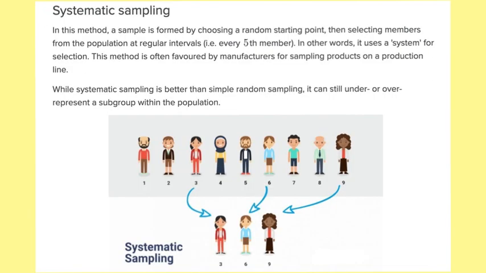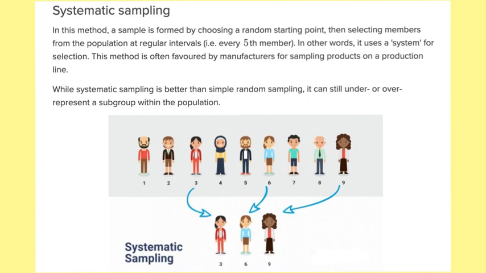Sampling technique 2, systematic sampling. In this method, a sample is formed by choosing a random starting point, then selecting members from the population at regular intervals, i.e. every 5th member, or 10th member, or 20th member. In other words, it uses a system for selection. This method is often favoured by manufacturers for sampling products on a production line.